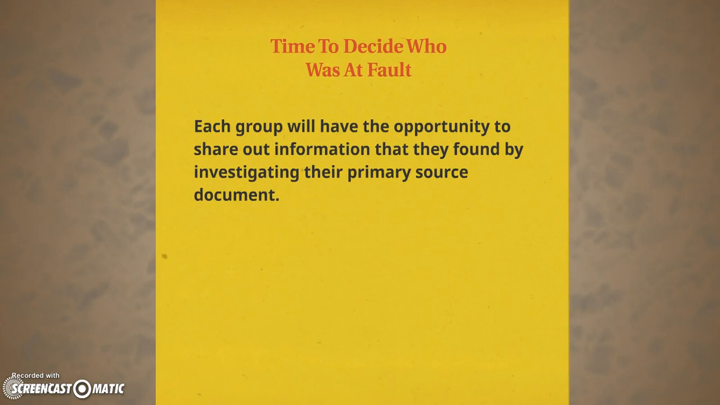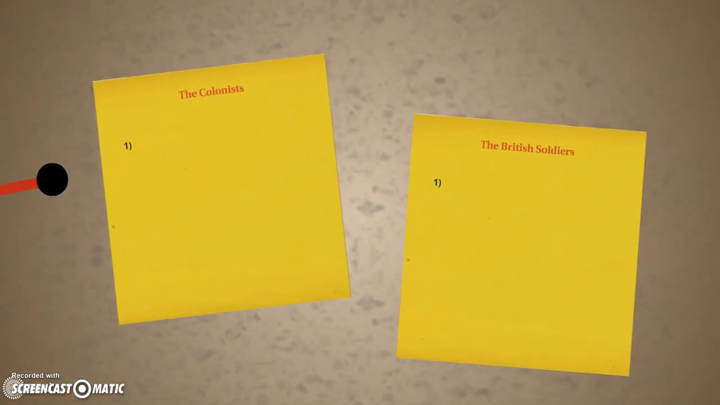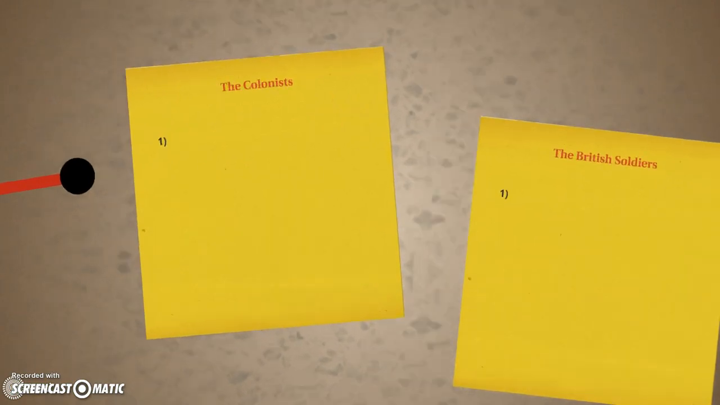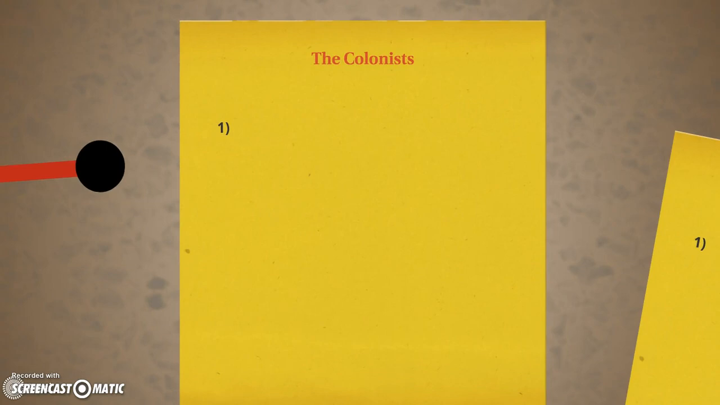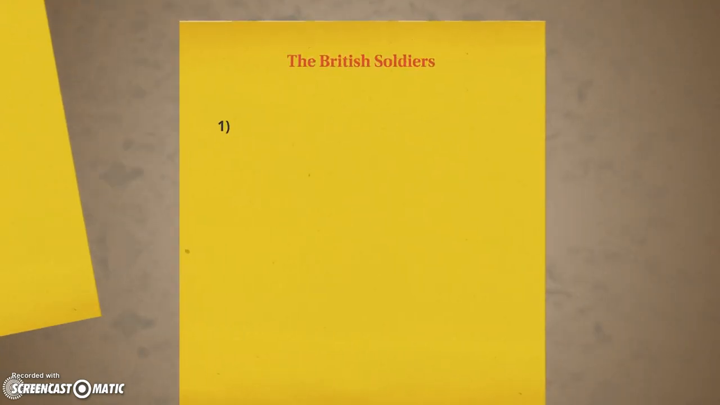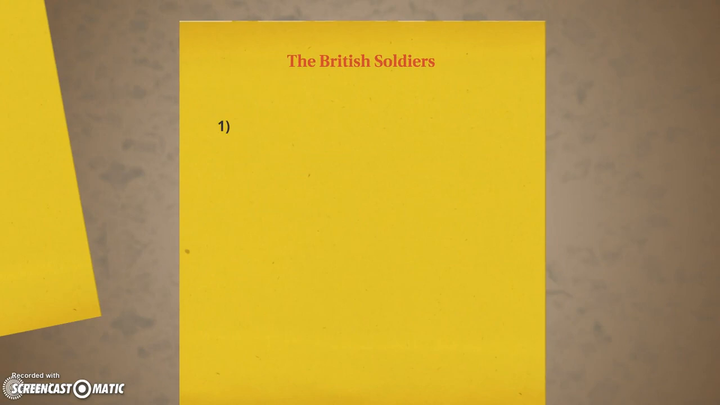Okay, so now that everybody is back, thank you. I was walking around listening to your conversations. I heard some really great discussions. So now it's time for you guys to decide who was at fault based on the information that we've all reviewed together. So real quickly, we're going to have each one of the groups share out some of the information, and I will be recording the evidence that you guys find on these 2 sheets. So we're going to hear from the colonists, and we'll hear from the British soldiers. And as we build our list, be thinking in your mind too, who do you think is at fault? You guys are going to do a quick write at the very end.